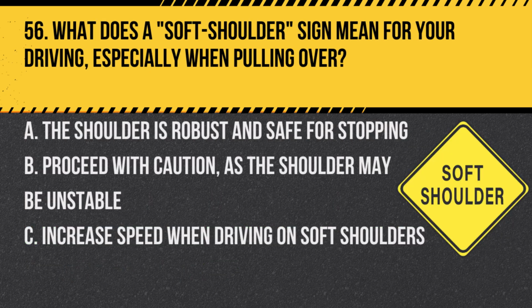Question 56. What does a soft shoulder sign mean for your driving, especially when pulling over? A. The shoulder is robust and safe for stopping. B. Proceed with caution as the shoulder may be unstable. C. Increase speed when driving on soft shoulders. Answer: B. Proceed with caution as the shoulder may be unstable. The sign indicates that the road shoulder may not be firm.